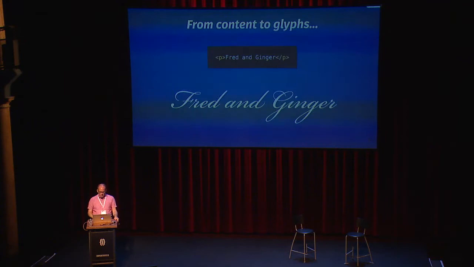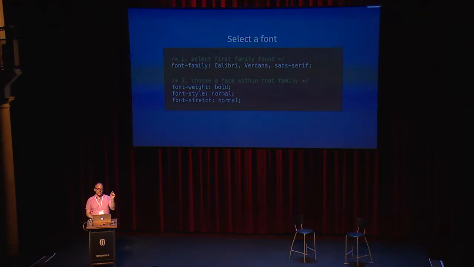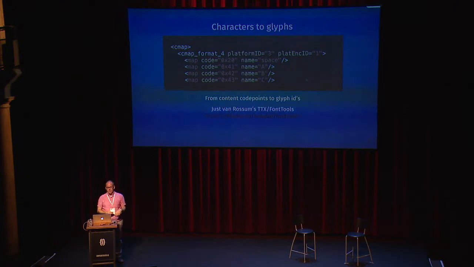So let's talk about how content gets turned into glyphs. This is nothing new to anyone here. The first thing is the browser will look at the font families and pick the first font family that exists on that given platform, and then choose a particular face within that family, using the font weight, font style, and font stretch. So it's picking a specific face to use. Once it has this font resource, it goes into the font and looks at the character map. The character map is what maps from the code points in your content to actual glyphs. And then layout proceeds to work on those glyphs.